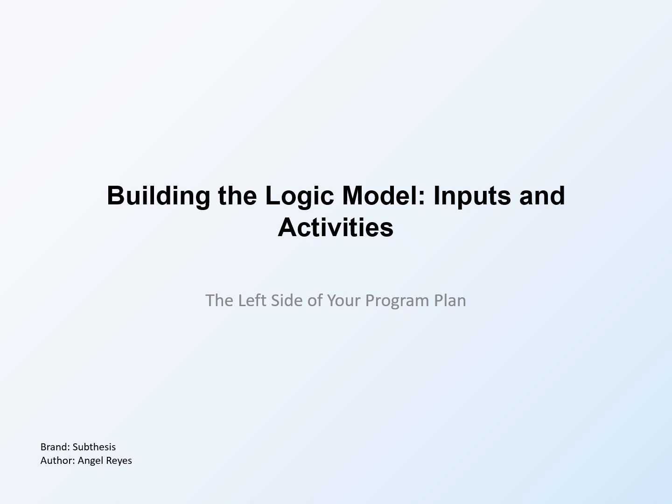Welcome to Lesson 3. Now that we understand objectives and theory of change, we're ready to build our logic model. A logic model is a visual representation of your program, showing how resources lead to activities, activities produce outputs, and outputs generate outcomes. Today we focus on the left side of the logic model, inputs and activities. These are the resources you need and the actions you'll take. Getting these right is essential because everything else depends on them. If your inputs are insufficient or your activities are poorly designed, the rest of the model collapses.